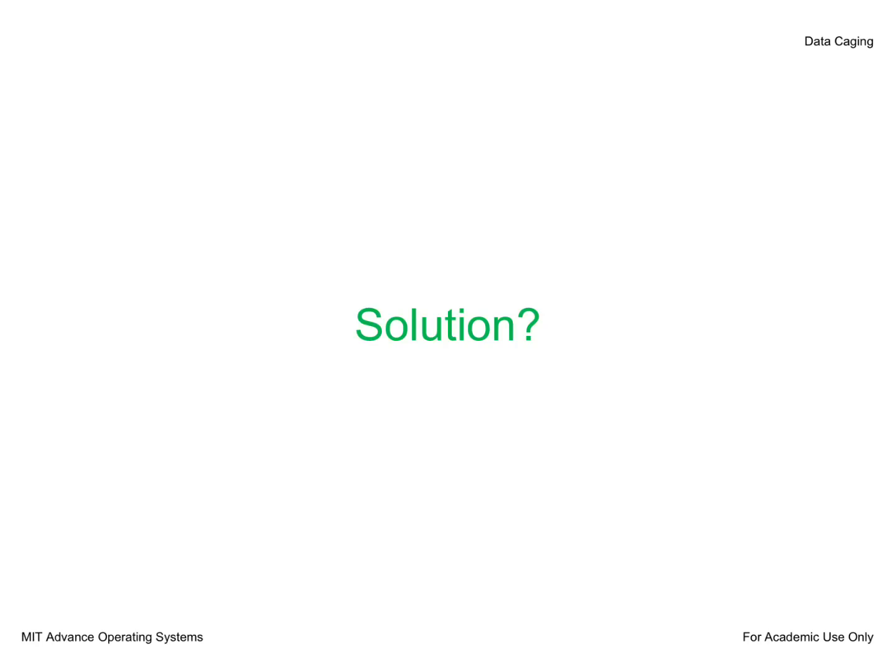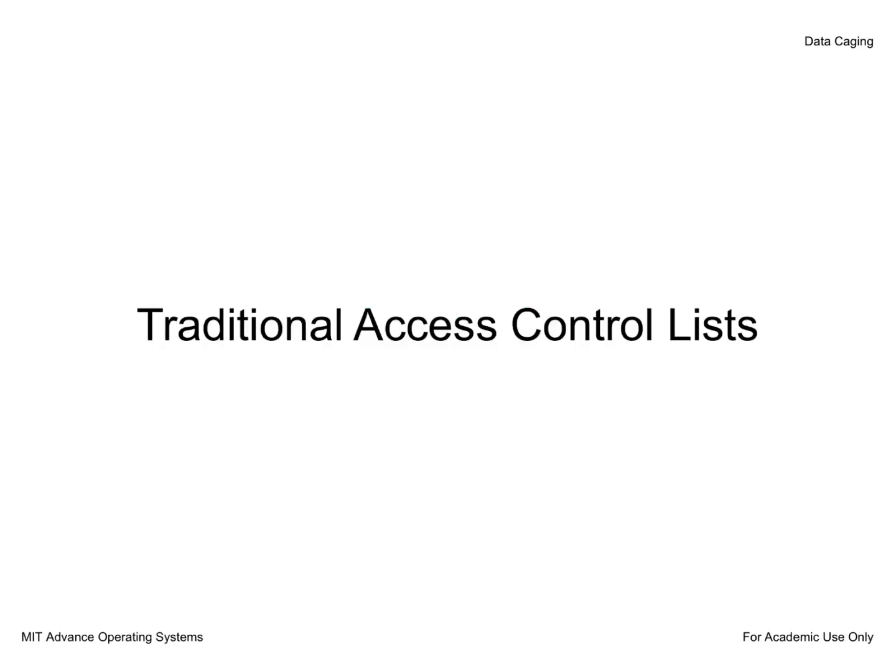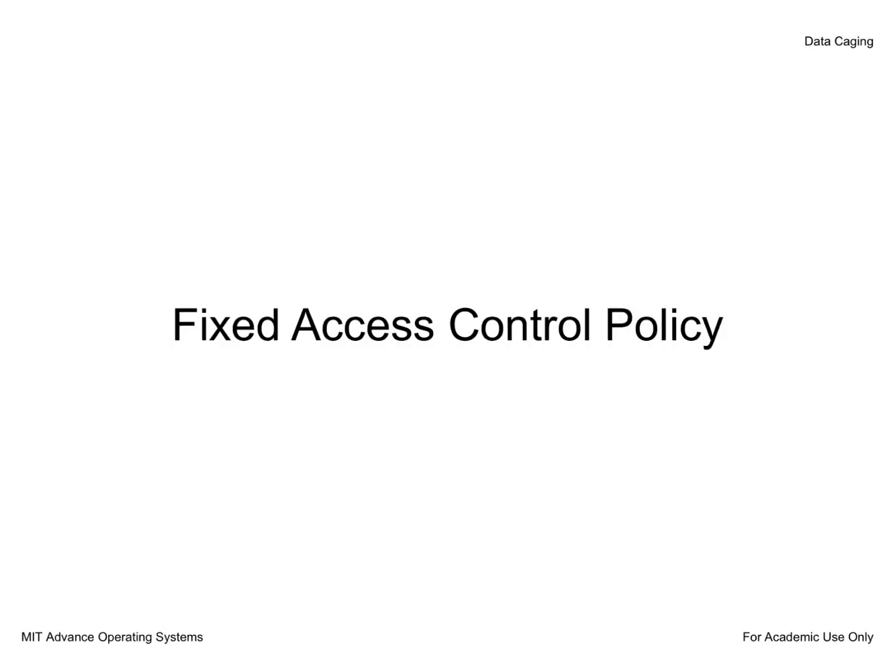They come up with a solution to move away from traditional access control list and replace it with fixed access control policy. The idea here is that the access rule of the file are entirely determined by its directory path regardless of the drive.